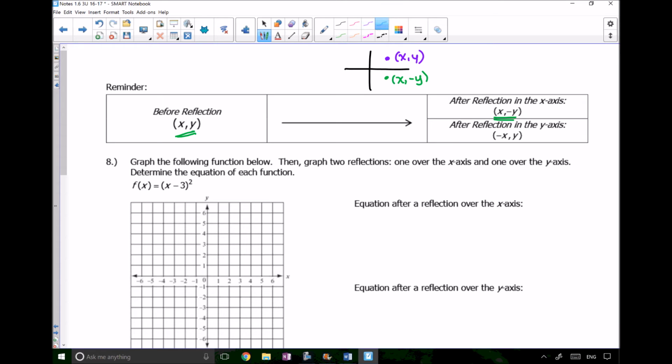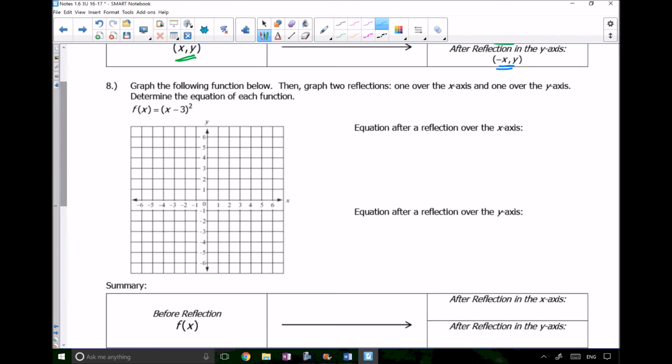Okay? And then if I were to reflect the original coordinate xy right here over the y-axis, I would end up right here, and my x value would become negative, but my y value will stay the same. So essentially, when you reflect in the x-axis, y changes to its opposite sign, and when you reflect in the y-axis, you need to negate the x value. So question number 8 says, graph the following function below. Then graph 2 reflections, one over the x-axis and one over the y-axis, and then determine the equation of each function.